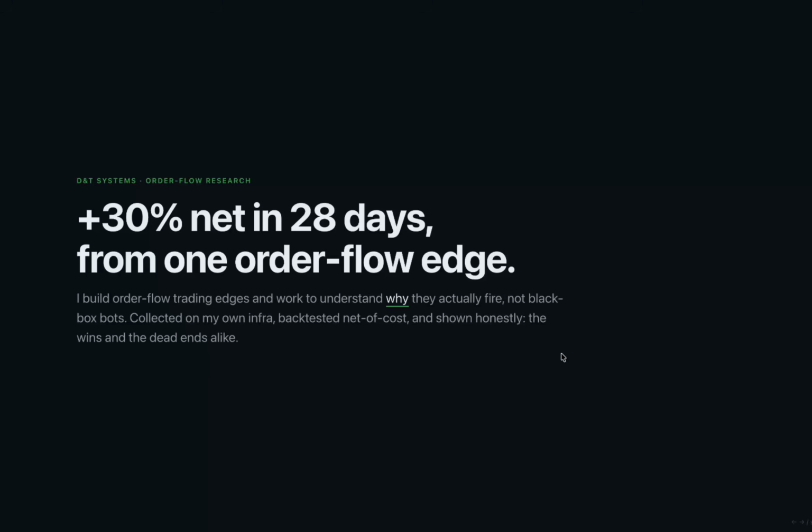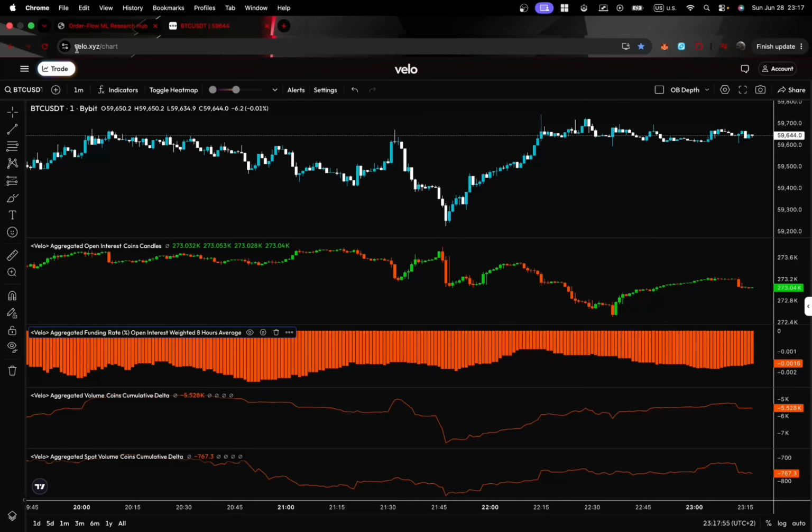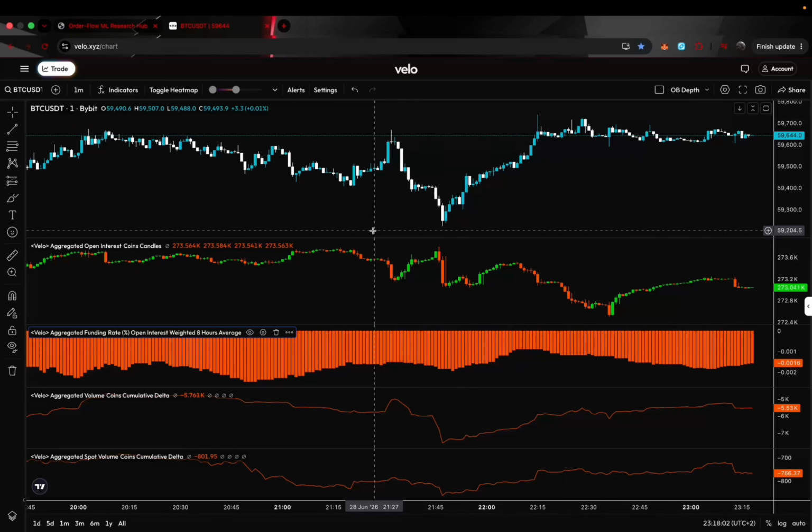I'm gonna show you all the experiments I've run with their results and try to explain them so even a baby could understand. Let's go. Okay, first, to understand the order flow I'm talking about, I went to velo.xyz. That's a really good order flow visualizer.